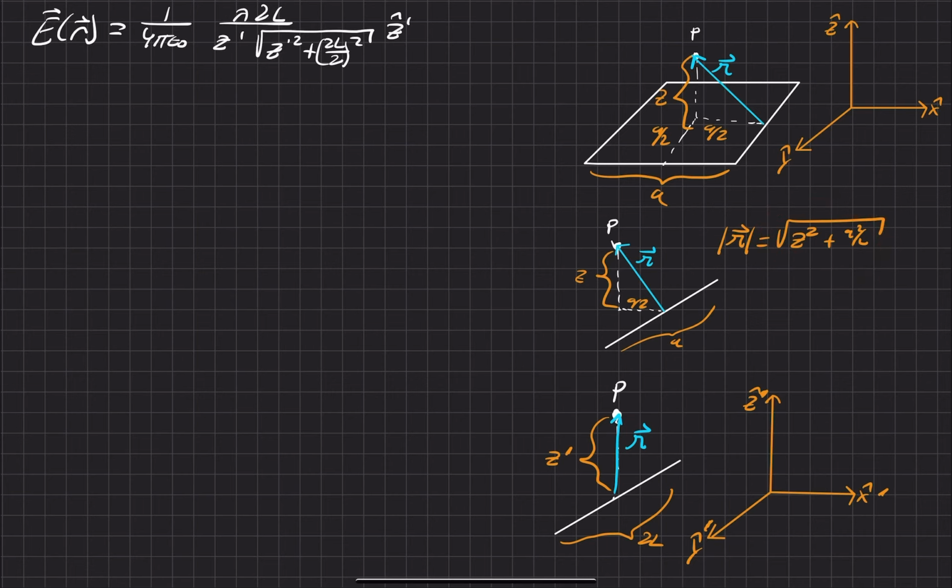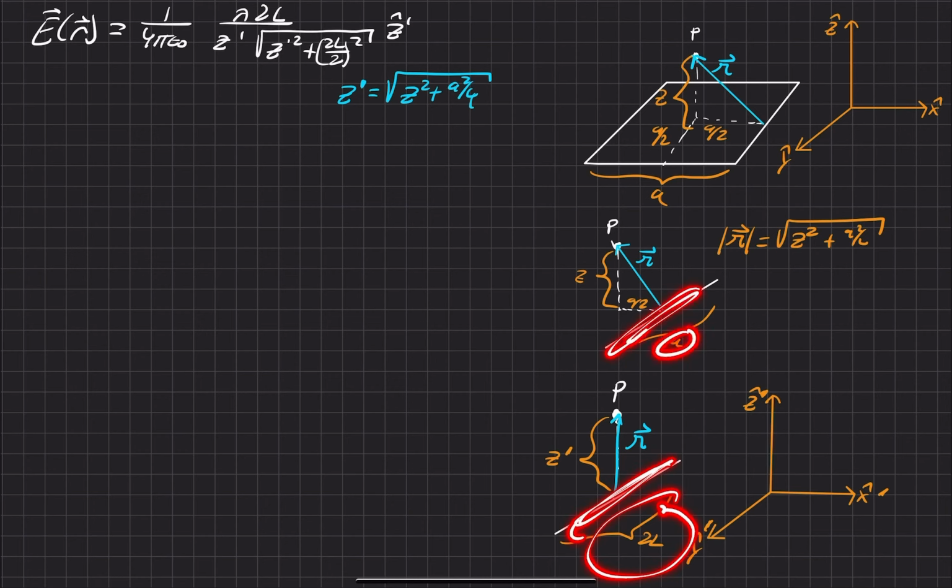So we know that z prime, that distance, is equal to the square root of z squared plus a squared over 4, which is what we found right here. This is this distance, which is the same as this distance right here. Another thing that we did is that L over 2 is the same distance of this line segment as a. So L over 2 is actually equal to a in our world. So we'll go ahead and make those substitutions into this equation.